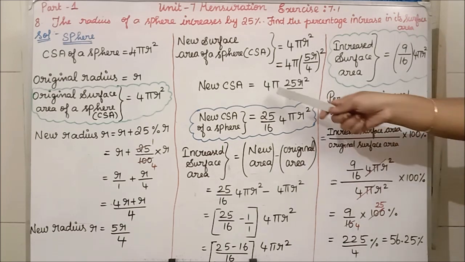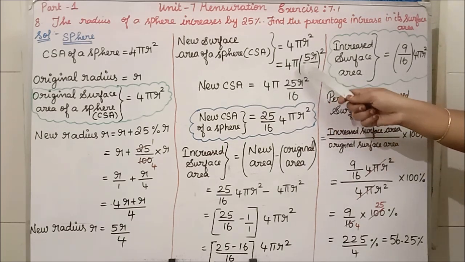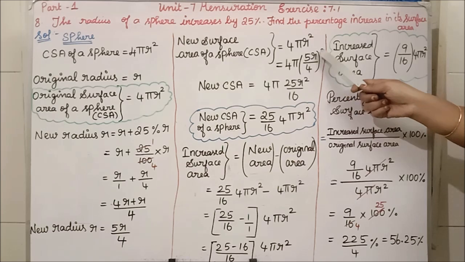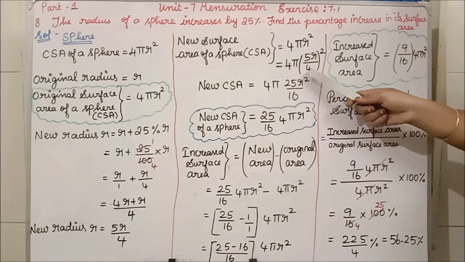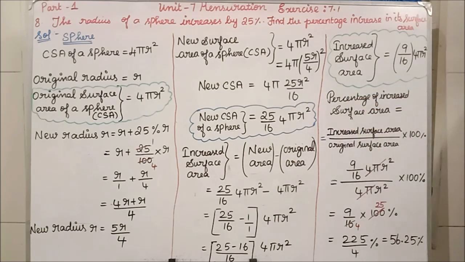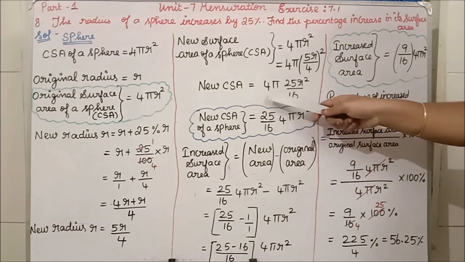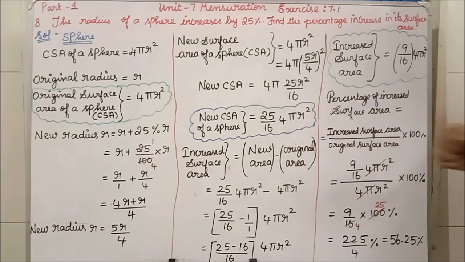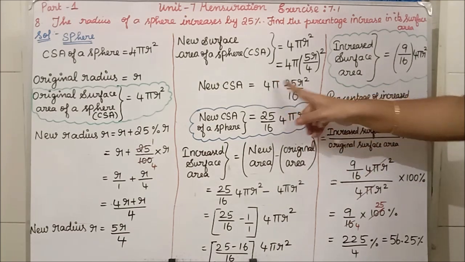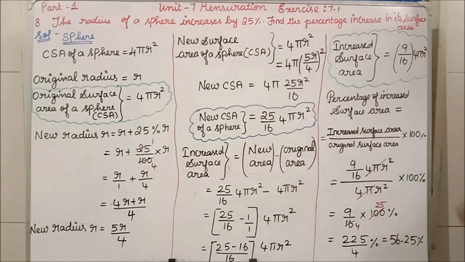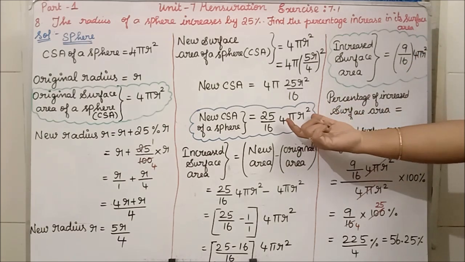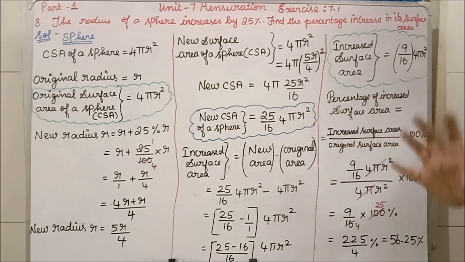The next step, if you see, 4 pi, 5 into 5 is 25, r into r is r square, divided by 4 into 4 is 16. Clear? So 25 by 16, and 4 pi r square I am writing separately. The number I am writing first, then 4 pi r square separately, because 4 pi r square is the curved surface area of a sphere. I am not going to cancel, so I am going to keep it as such.